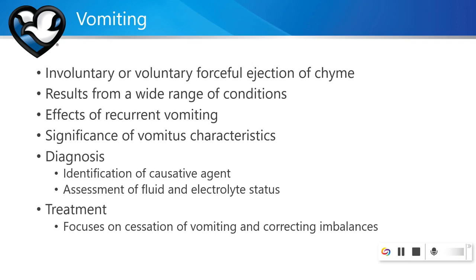So first, vomiting. Vomiting is common, and it is the involuntary or voluntary forceful ejection of chyme from the stomach up through the esophagus and mouth. It may be protective or result from reverse peristalsis, such as a bowel obstruction. Increased intracranial pressure can also lead to vomiting. It can be associated with other symptoms such as severe pain that you might see with a migraine. Vomiting is coordinated by the medulla, and drugs, toxins, and chemicals can stimulate this vomiting center.